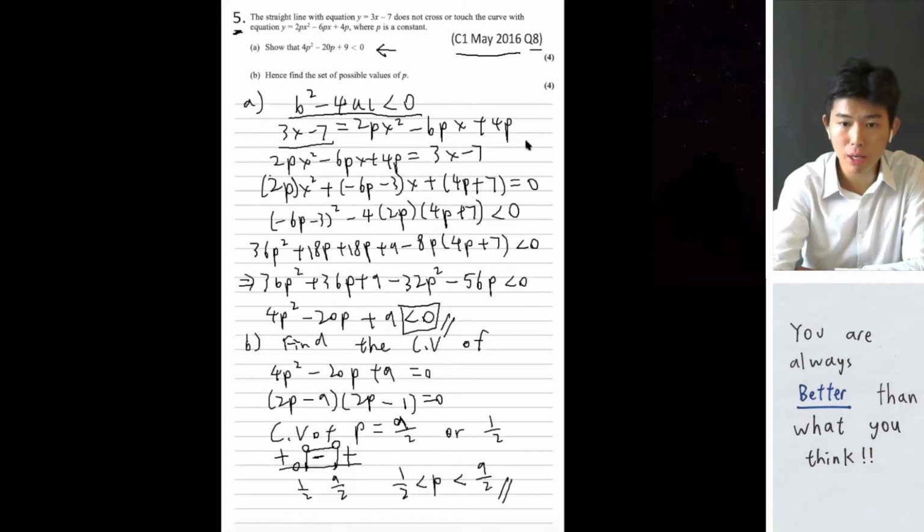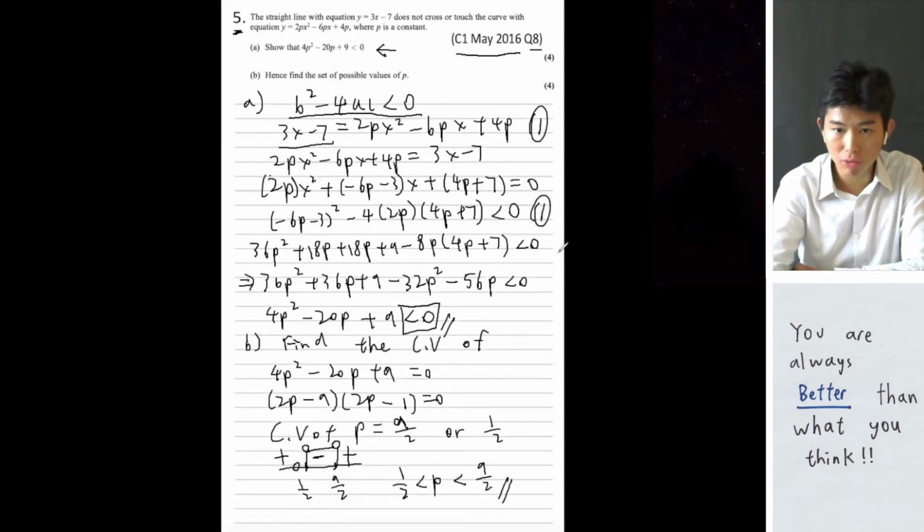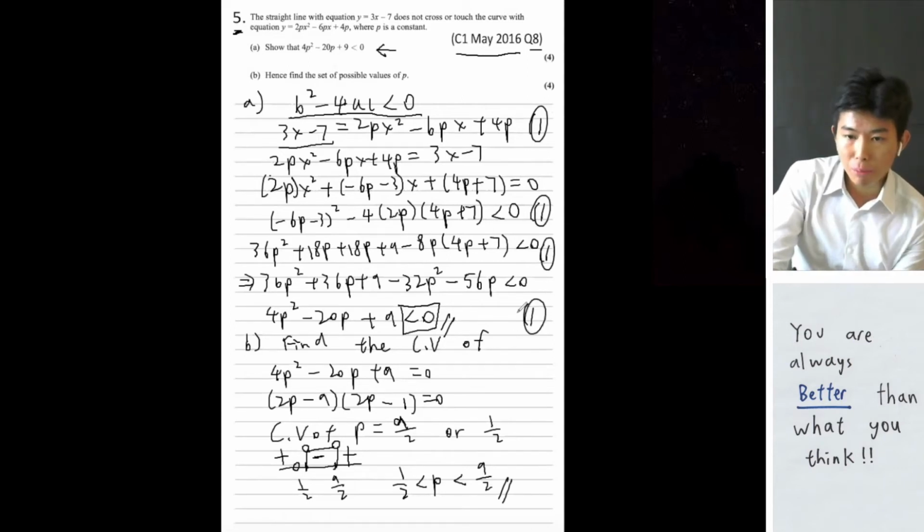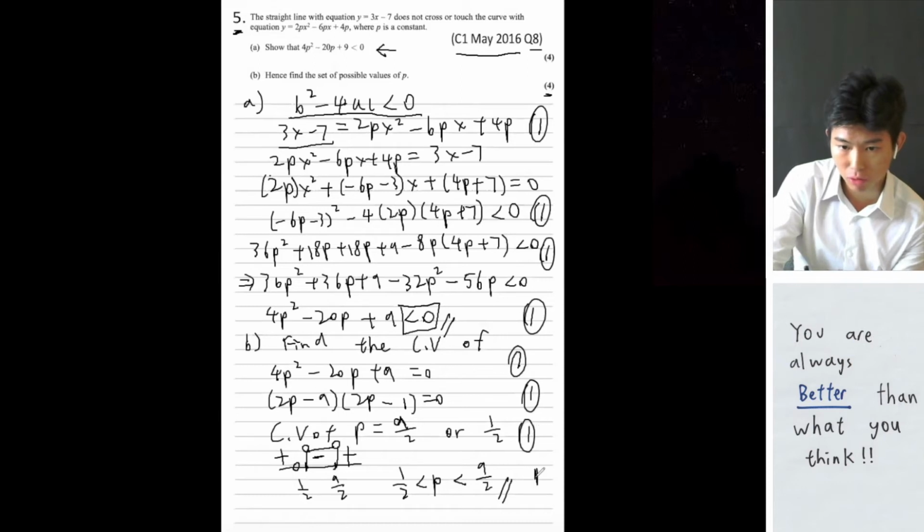Okay, so for part A, for the marking, 1 mark for getting the equation right, 1 mark for using the right method, 1 mark for working, and I guess 1 mark is for showing the final step. And for part B, it also carries 4 marks. 1 mark is for the method, 1 mark is for the working, 1 mark for getting the CV, and 1 mark for finding the range.